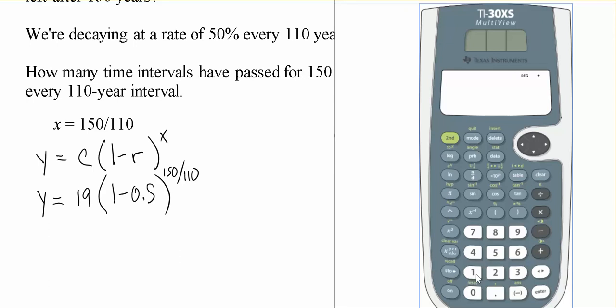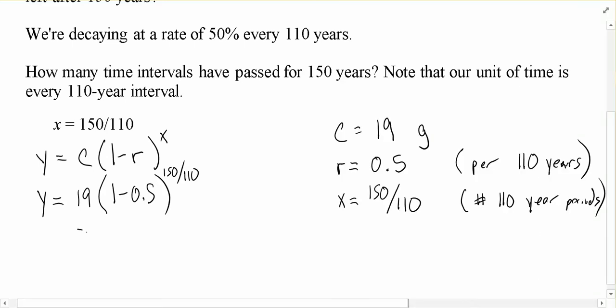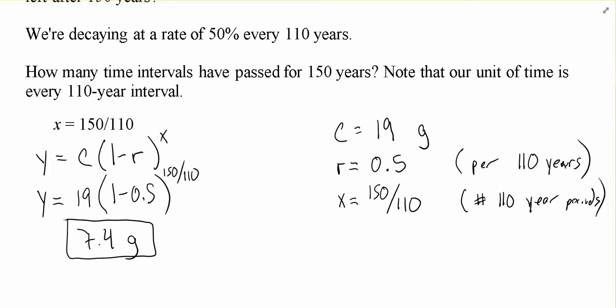So now we can type this in just directly as we see it. 19 times (1 minus 0.5), all raised to the power of 150 over 110. We end up with about 7.4 grams remaining. Now this should make sense that we knew after 110 years we'd have 9.5 grams left, and we had 40 more years pass, so some more decayed.